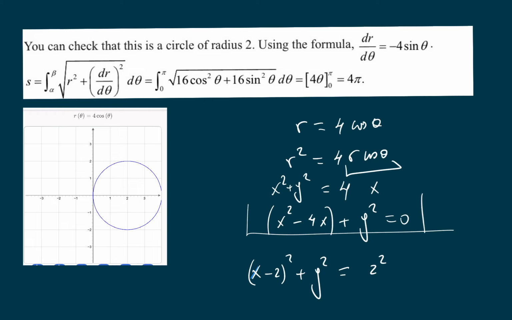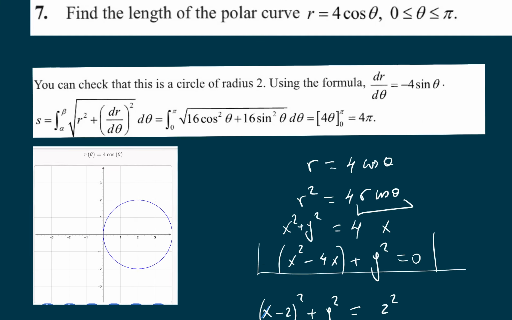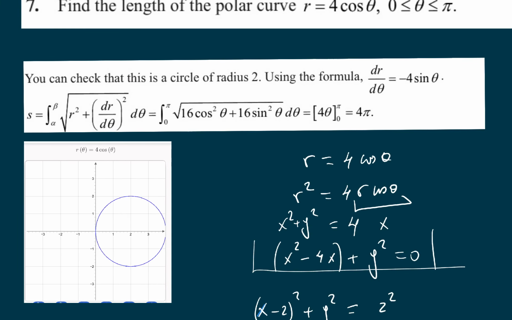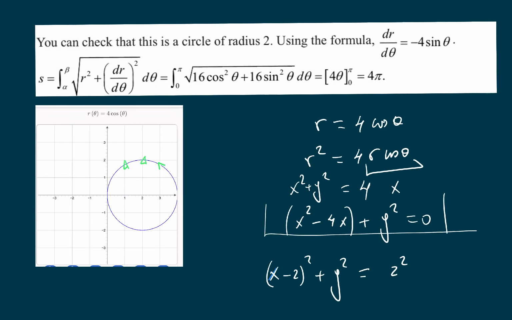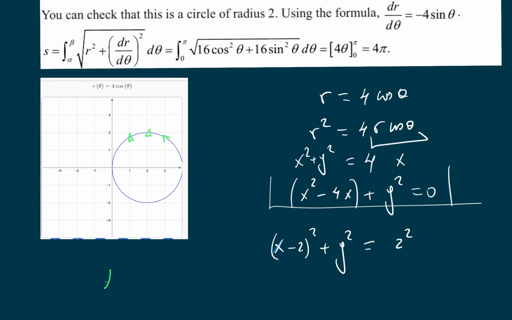Okay, and now what is the problem? The problem says find the length of the polar curve. The length, it means about how many meters is this length. Well, I know it has 2 pi r. The length should be 2 pi r, so it should be 2 pi times 2 because r is 2. The length should be 4 pi.